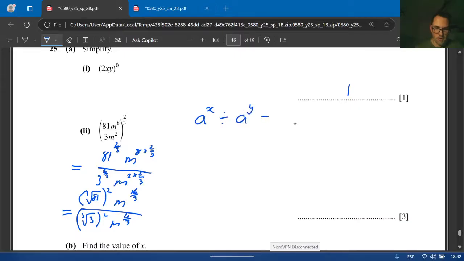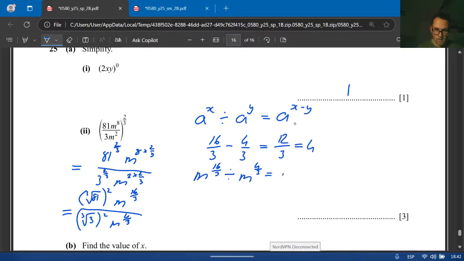If you're dividing with the same base numbers, you need to subtract. So these are the same base number and we're dividing, so we need to do 16 over 3 minus 4 over 3. 16 minus 4, but no, the denominator is the same. Goodness grief, they're making something easier. 16 minus 4 is 12 over 3, and that is 4, so brilliant. Okay, so that means m to the 16 over 3 divided by m to the 4 over 3 will give us m to the power of 4. And I'm going to write that there, and I'm sure that's going to give me some marks.